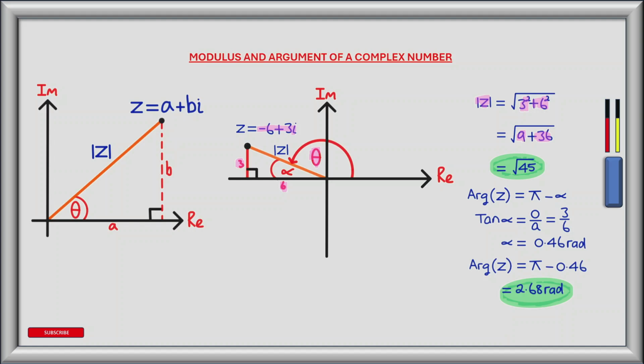The argument z of the complex number minus 6 plus 3i is shown as theta on the Argand diagram. But in this case, it's simpler to calculate the value of alpha and then subtract the value of alpha from pi to give the argument.